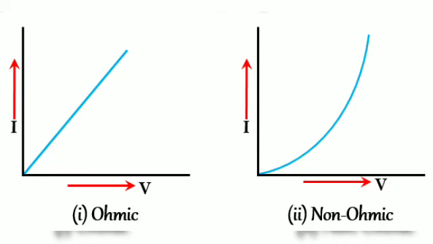So what does it show? When the straight line is there, it means V is directly proportional to I, meaning the more the potential, the more the current. In the second diagram, that is why the curve is not a straight line, it is a curved one. So the conductors which obey Ohm's law are called ohmic conductors, and the conductors which do not obey Ohm's law are called non-ohmic conductors. So this should be clear, ohmic and non-ohmic.